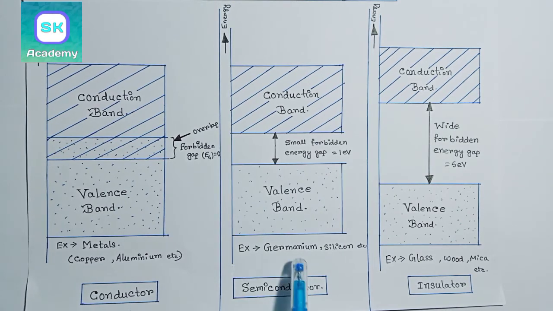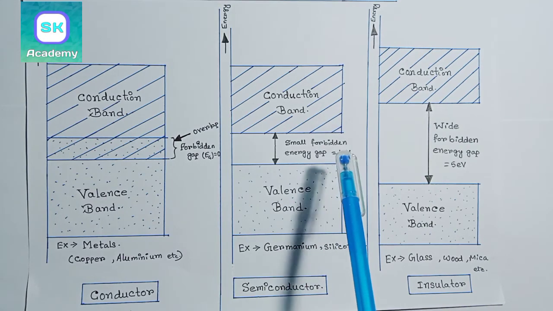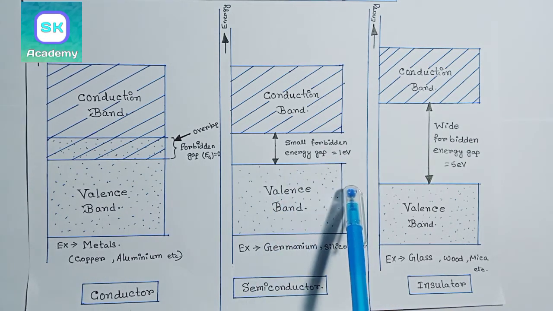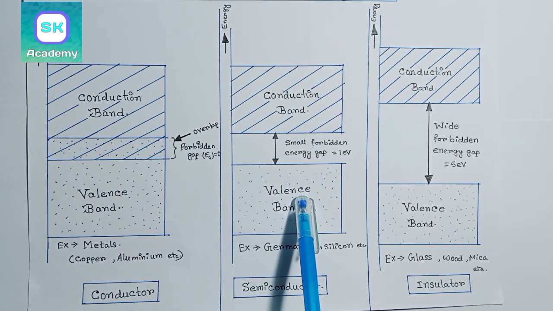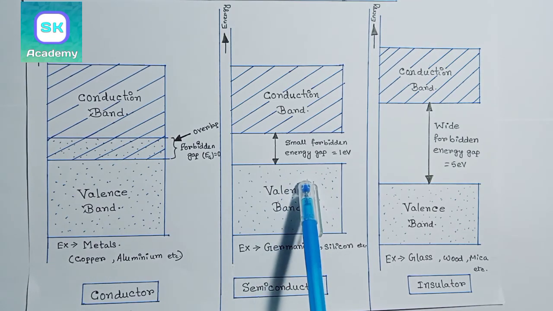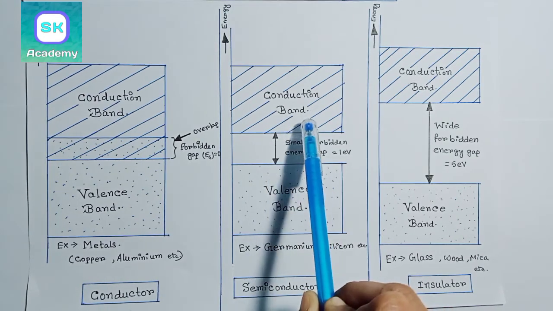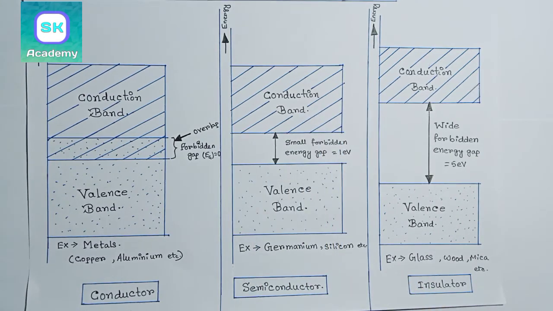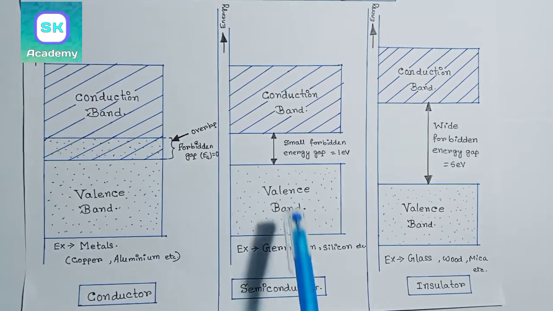But in case of semiconductor, forbidden gap is very small. Therefore, at absolute zero temperature, semiconductor behaves as an insulator. But when we apply a small amount of energy, then electrons in the valence band gain energy and become excited. Then they break the covalent bond and jump from valence band to conduction band and become free. As a result, semiconductor starts to conduct.